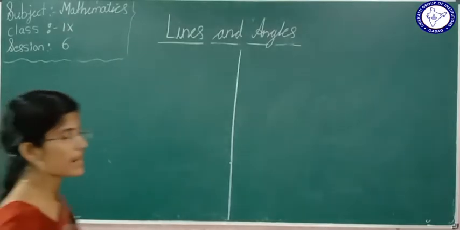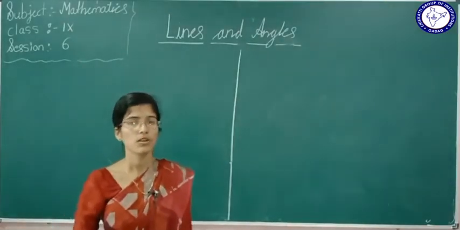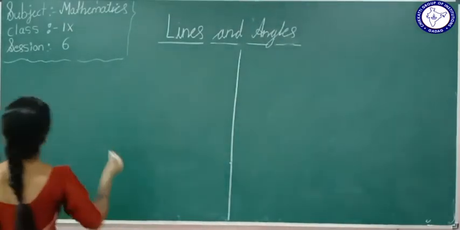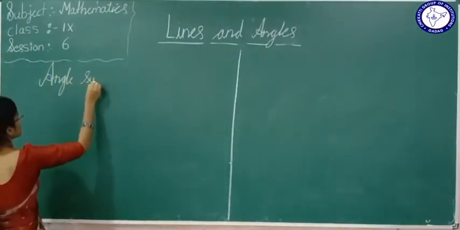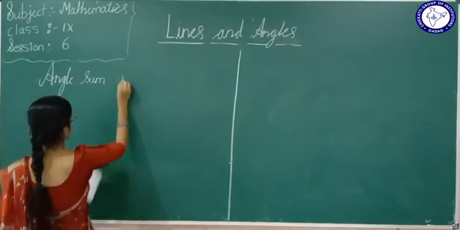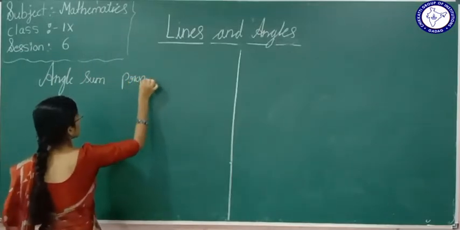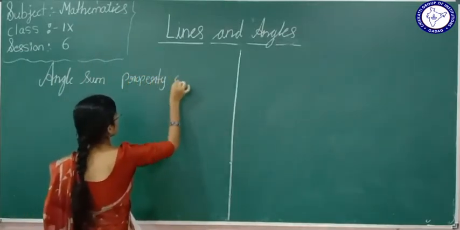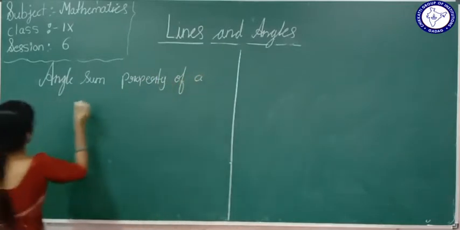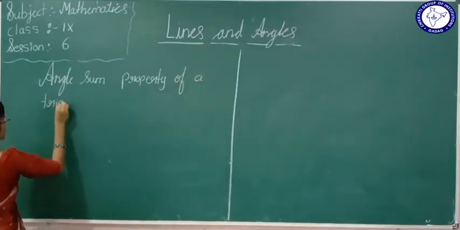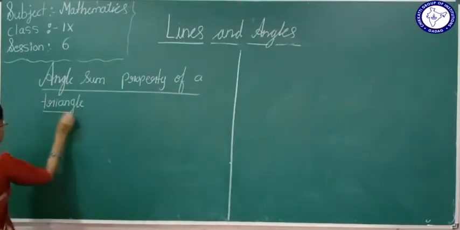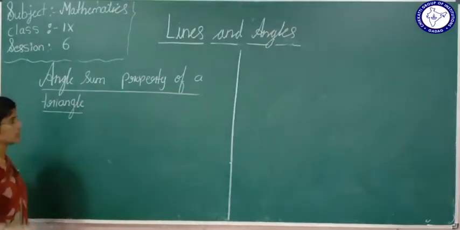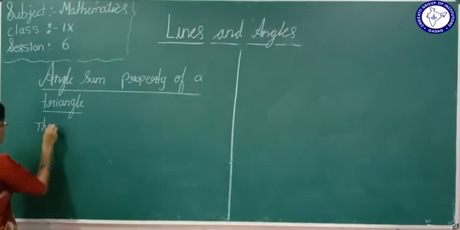So, that's complete exercise 3.2. Next we will see the angle sum property of a triangle. Okay, angle sum property of a triangle. We will see the theorem.